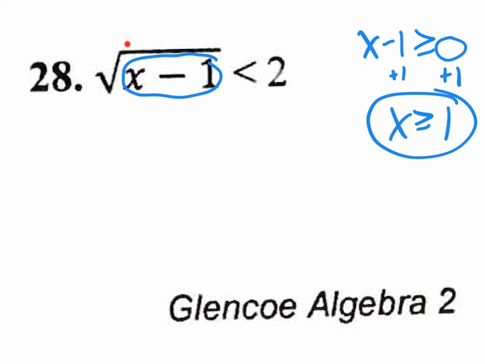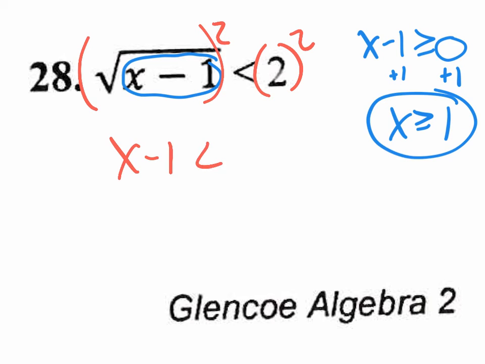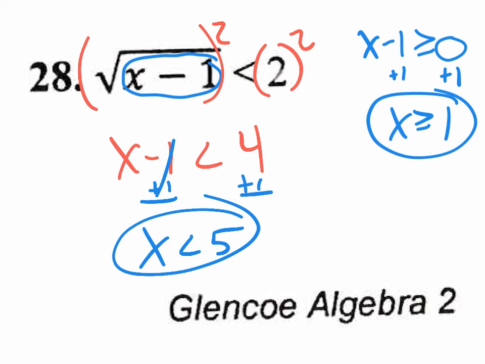The other answer, you solve it like if it were a regular radical equation. You just say, first isolate it. It's already isolated. Second, get rid of the square root by applying a square. And you'll have x minus 1 is less than 4. And then, of course, you add 1 to both sides. You end up with x is less than 5. Those are your two answers.